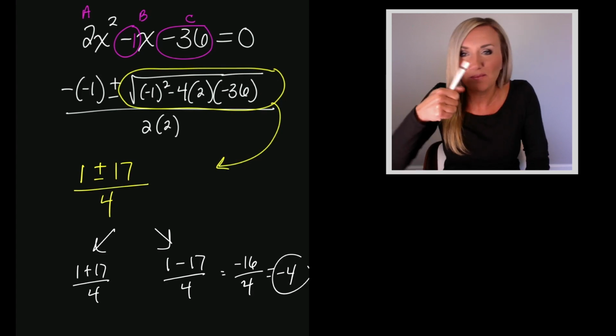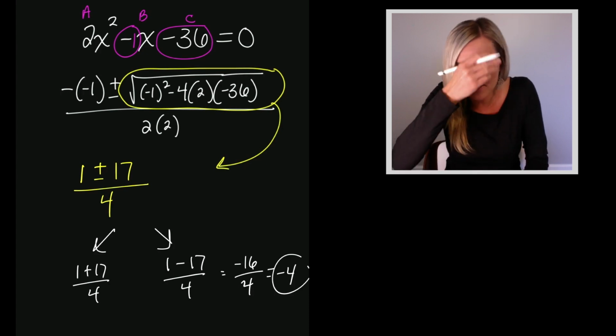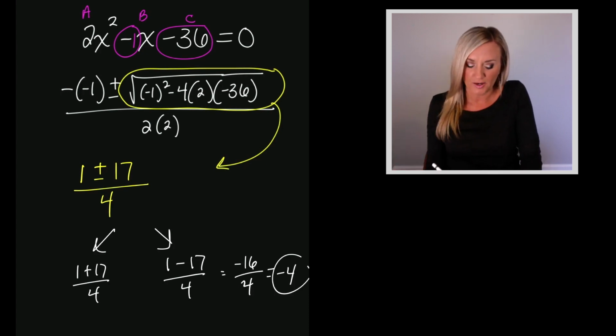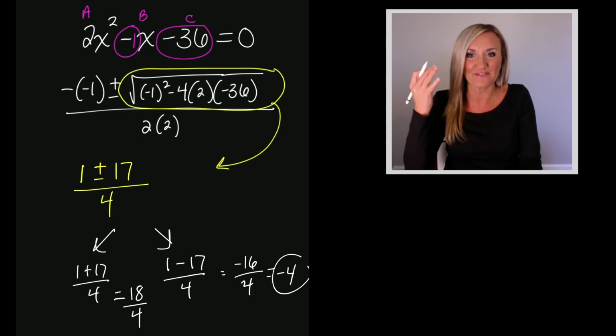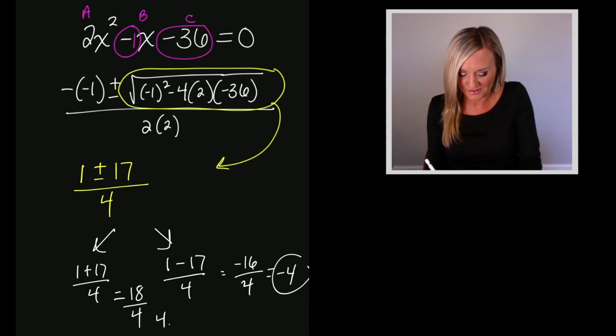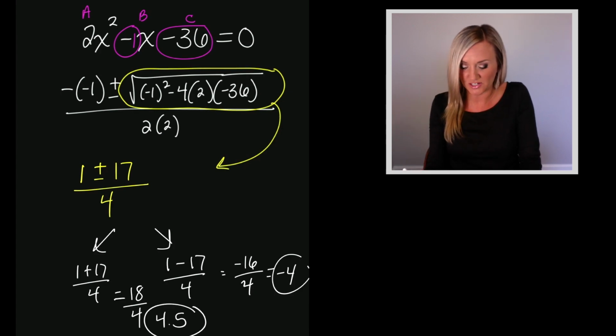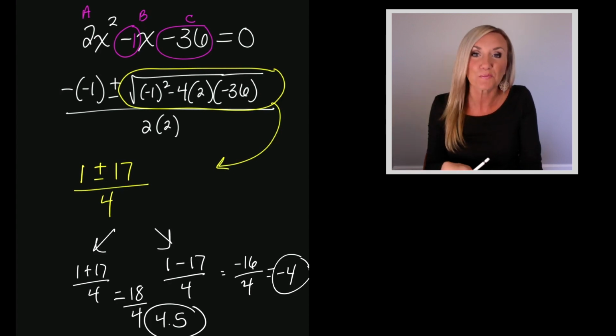I always do that. My eyes look at something, and then I go to write something, and I'm like, oh, why do I do that? Okay, because I'm human, that's why. But anyways, all right, so 17 plus 1 is 18. 18 over 4. If you divide 18 divided by 4, you get 4.5. And those are our two solutions, negative 4 and 4.5.